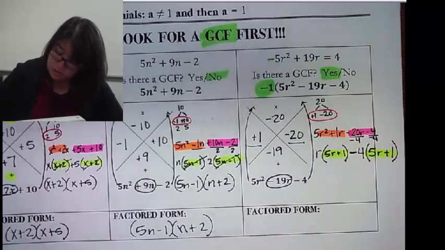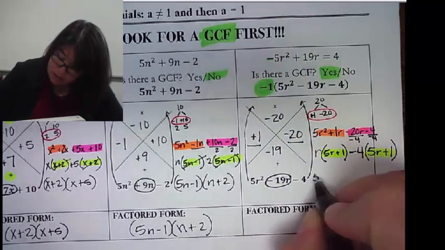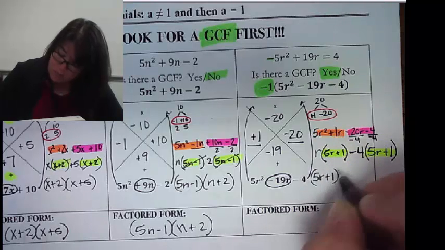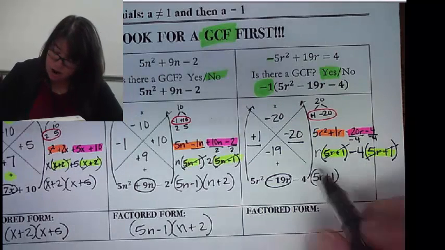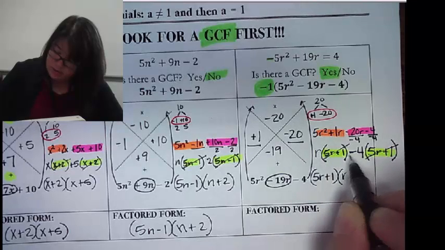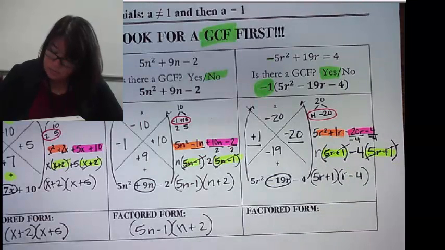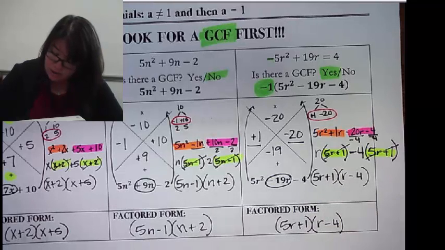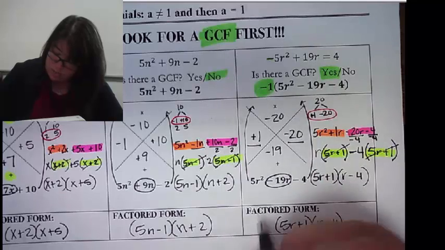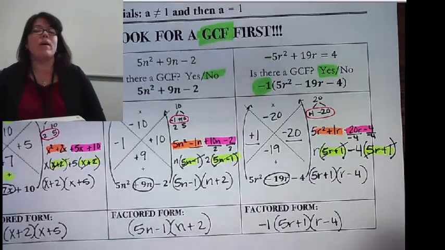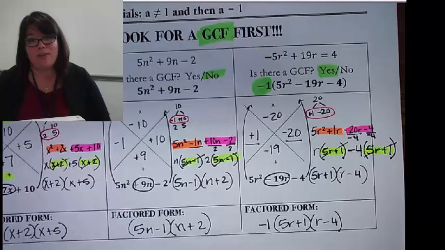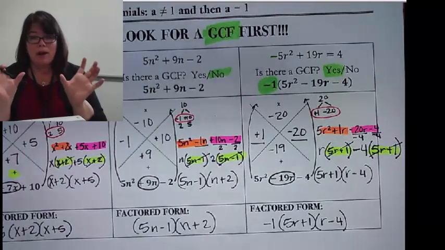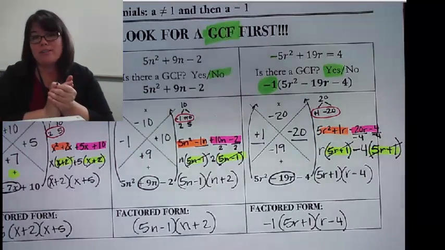They sure do. So 5r plus 1 gets factored out. And what's left over? Well, r and negative 4, r minus 4. So my factored form is 5r plus 1 times r minus 4. Check for a greatest common factor, and there is one. So we're going to pull that out front and just write it on there so it's being multiplied all together. So your final form will have your two binomials, and it will have your greatest common factor.